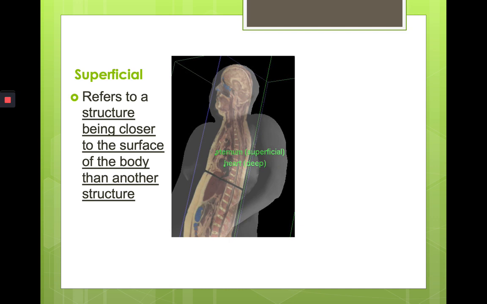Superficial refers to a structure being closer to the surface of the body. And so you might have heard this term before when talking about injuries, and somebody might say, oh, it's just a superficial cut. That means the cut or the injury is very close to the surface of the body.